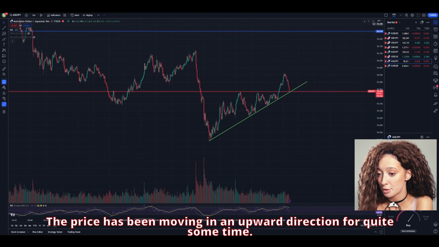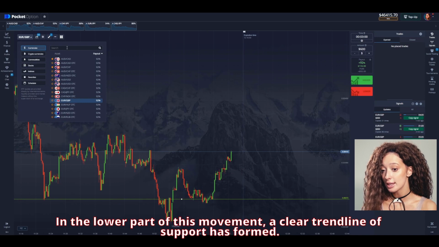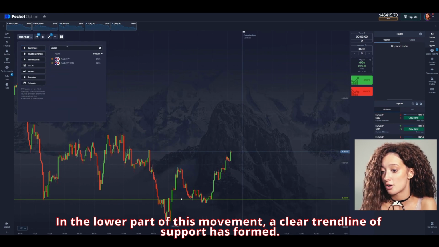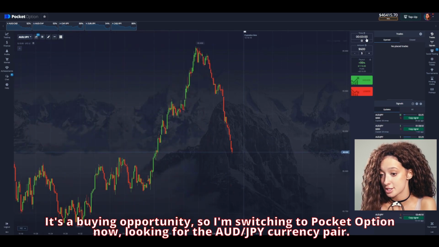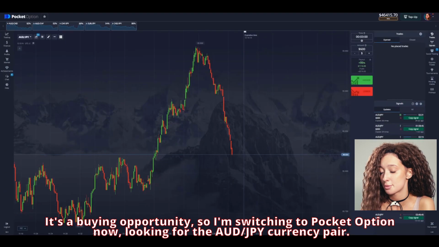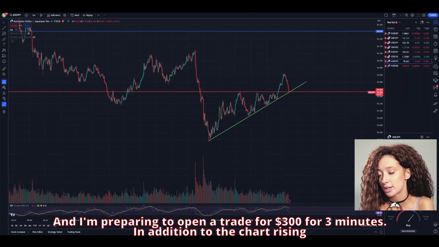The price has been moving in an upward direction for quite some time. In the lower part of this movement, a clear trend line of support has formed. So it's a buying opportunity, so I'm switching to Pocket Option now, looking for a EUR and Japanese yen currency pair. And I'm preparing to open the trade for $300 for 3 minutes.